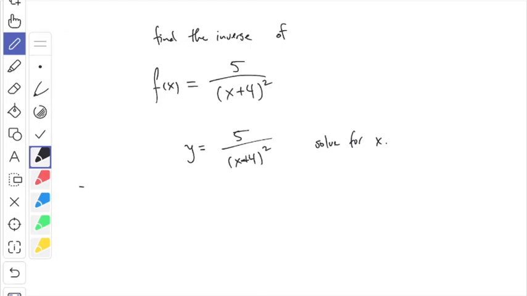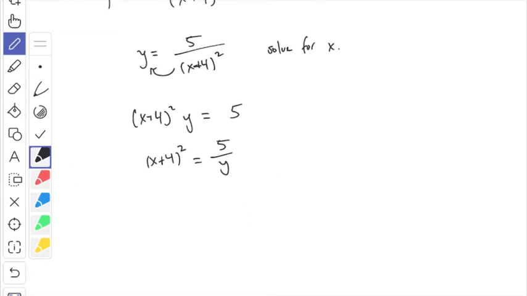Yeah, I want to get x by itself on one side. I think the first step towards that end would be to multiply this denominator over to the other side. So I'm multiplying both sides by (x plus 4) squared, and it ends up saying (x plus 4) squared times y equals 5, right? I want x by itself, so maybe we can divide by y to put y on the other side. It'll say 5 over y. Are we getting anywhere? What next?